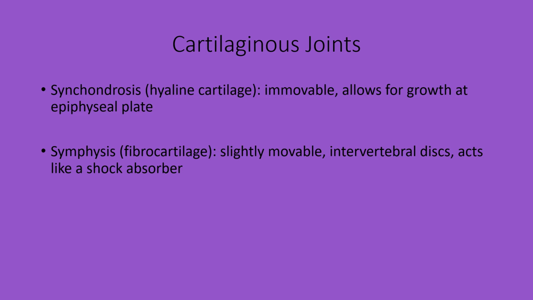Cartilaginous joints, you have synchondrosis. This is immovable. It's where there's hyaline cartilage. It allows for growth, like examples at the epiphyseal plate. And then the symphysis, which contains fibrocartilage, is slightly movable. This would be an example of your intervertebral disc between your vertebrae where you've got that cartilage. So there is some movement there. It acts as a shock absorber.